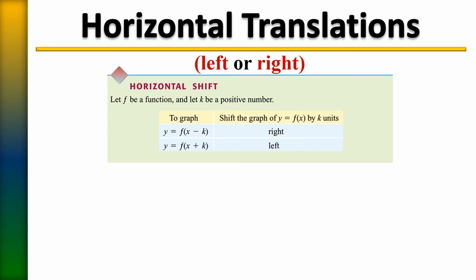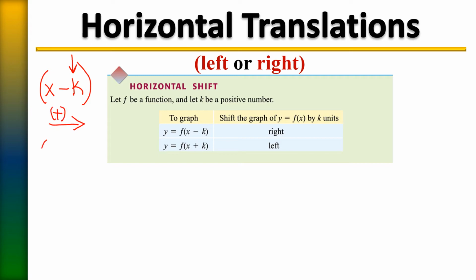When you look at the form x minus k, k being some number, this is understood that the number is positive when it's in the form x minus k. And because it is a positive, we are going to move to the right.